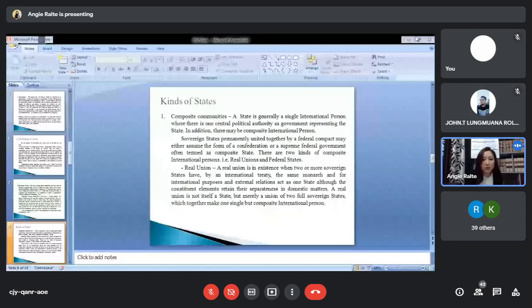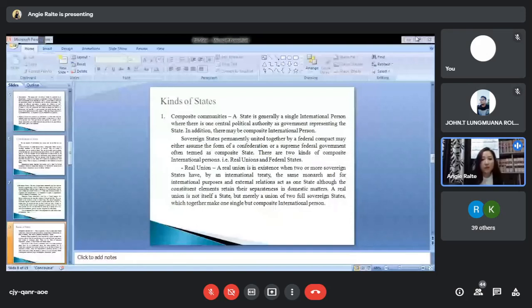What is a real union? A real union is in existence when two or more sovereign states, generally international persons, unite by an international treaty or convention, and the terms of the treaty depend upon the two states.